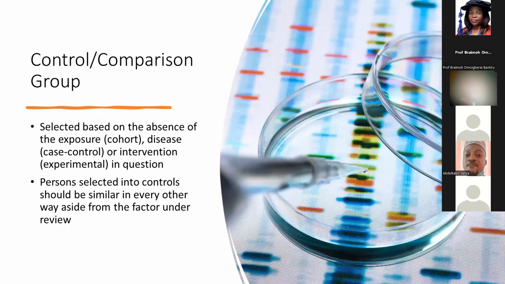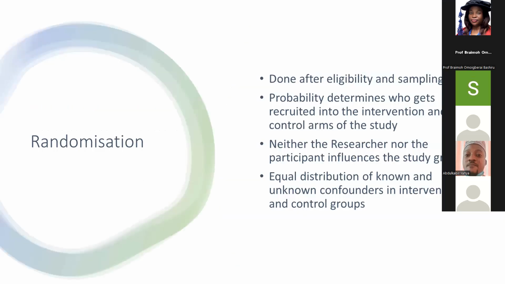Okay, so control and comparison group. When we talk about randomization, you need to understand control and comparison groups and how they are selected based on the presence of the exposure if it's a cohort, the disease if it's a case control, or the intervention if it is an experimental design. And what you're aiming for, for validity and reliability, is that the controls and the cases, or the controls and the intervention group, should be similar. The people in these two groups should be similar in almost every other thing apart from the factor that you are viewing, the exposure or the intervention effect.